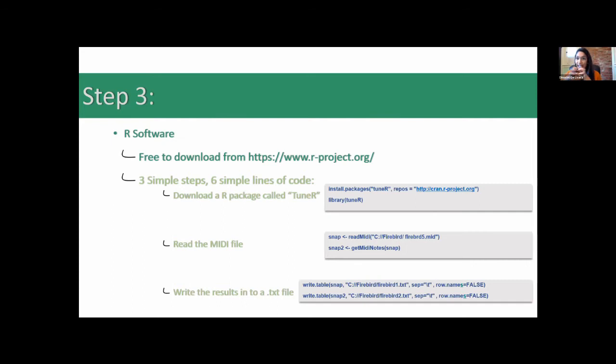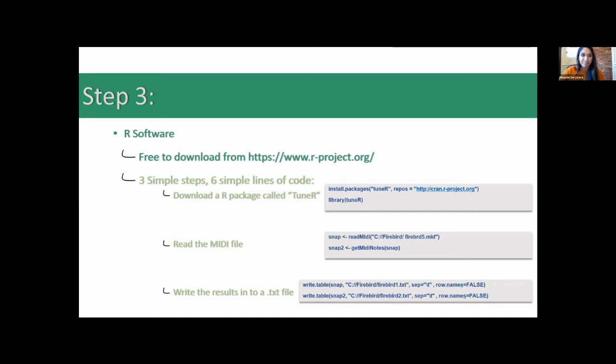Next, now that we have the results, we need to bring it from R to Tableau. So what do we do? We write the results into a text file. How do you do that? Another two lines of code. So basically, that's it, guys. With these six lines of code, we have translated music into data. It might have looked a little bit more intimidating from the viz, but it's really not.